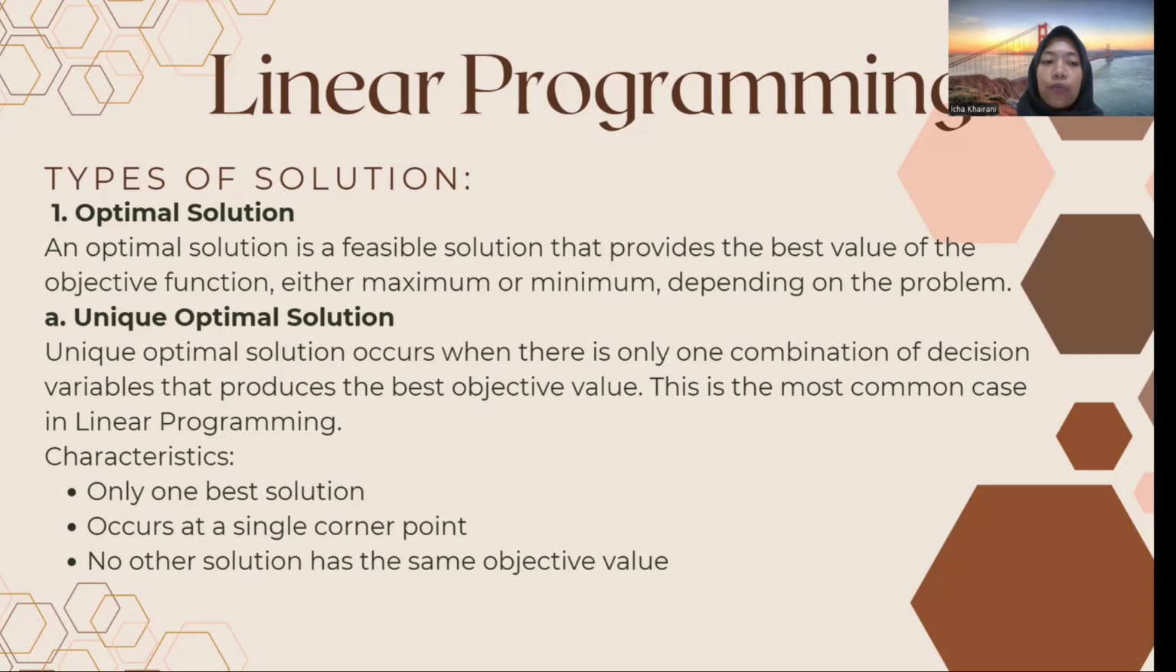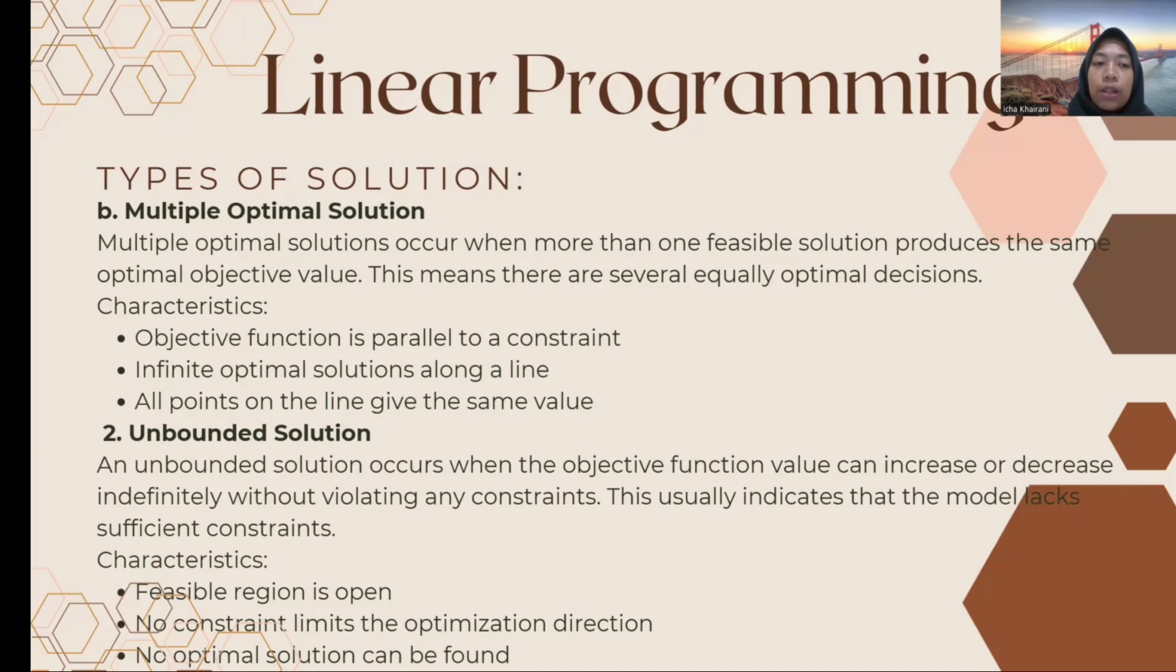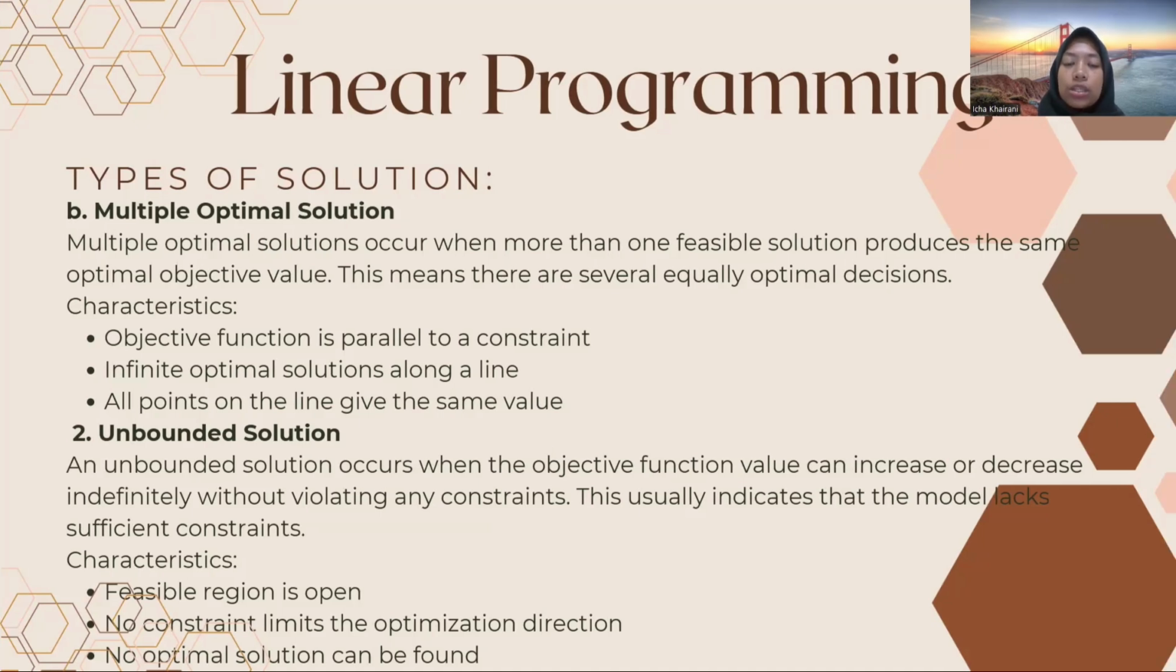The characteristics of a unique optimal solution: only one best solution occurs at a single corner point, and no other solution has the same objective value. Next is the multiple optimal solution. Multiple optimal solutions occur when more than one feasible solution produces the same optimal objective value. This means there are several equally optimal decisions. The characteristic is that the objective function is parallel to a constraint. Infinite optimal solutions along a line. All points on the line give the same value.